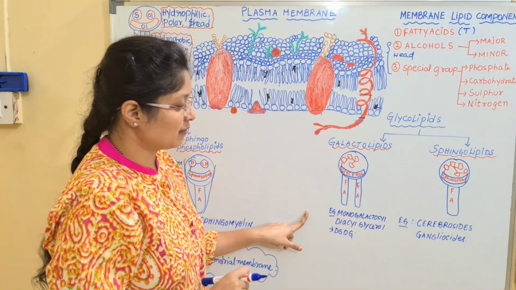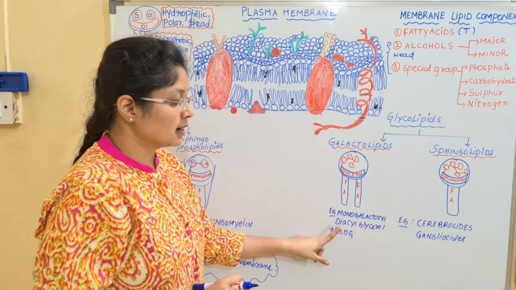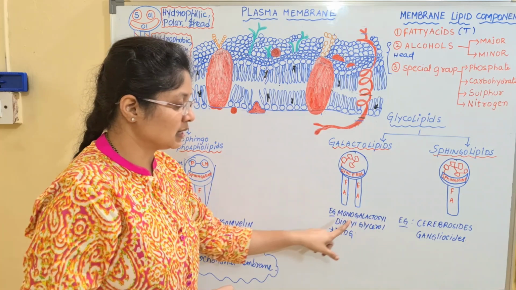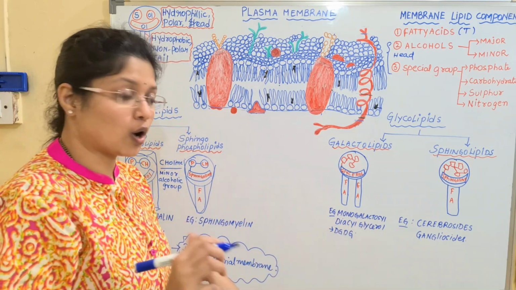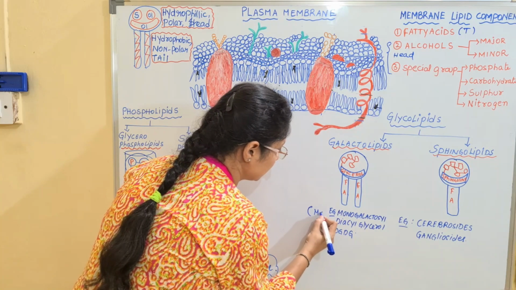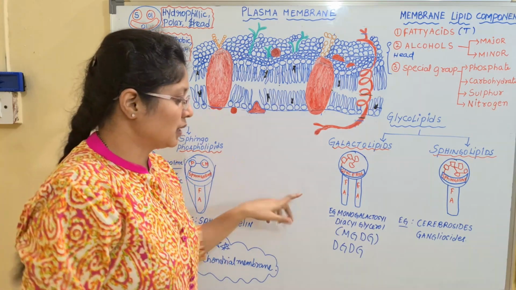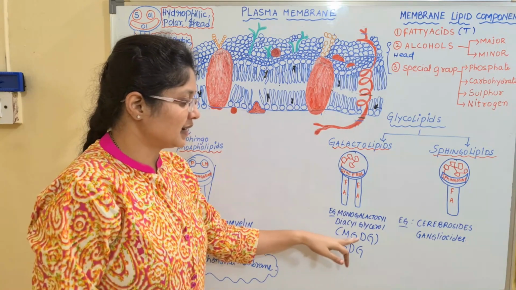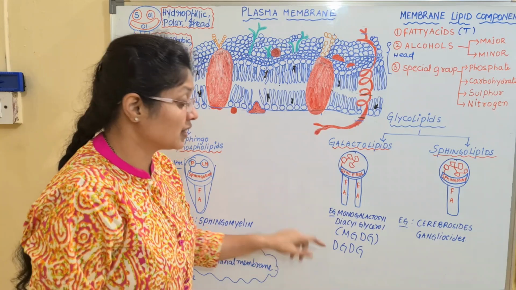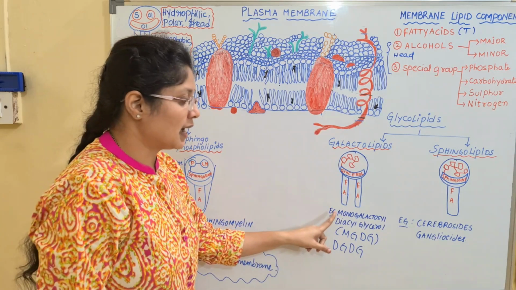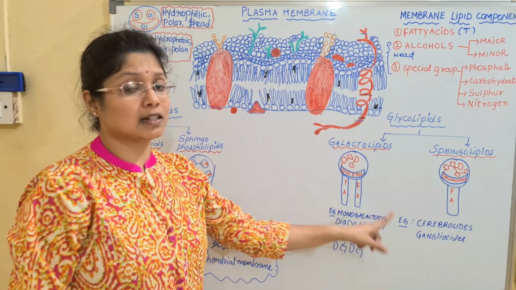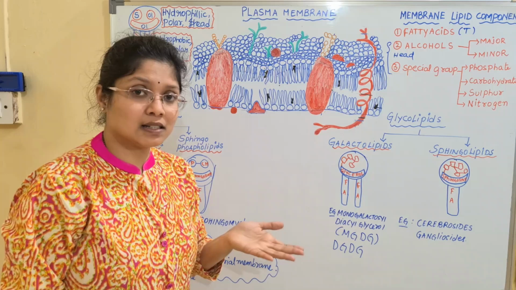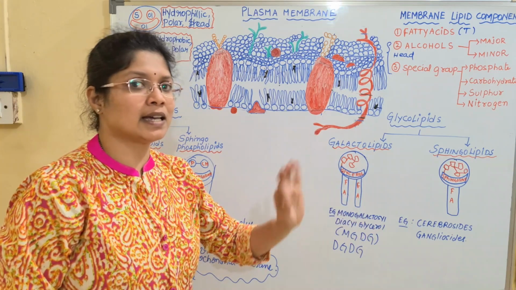Example I have given: monogalactosyl diacylglycerol, in short known as MGDG. One type of galactolipid is the monogalactosyl diacylglycerol, MGDG. And next we have the DGDG, that is digalactosyl diacylglycerol. So monogalactosyl diacylglycerol, and the other is digalactosyl diacylglycerol.